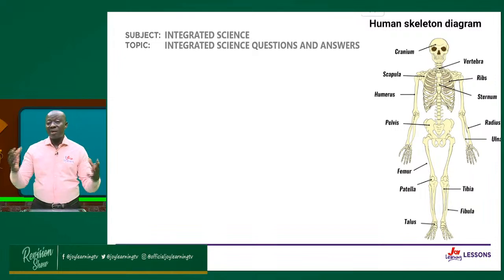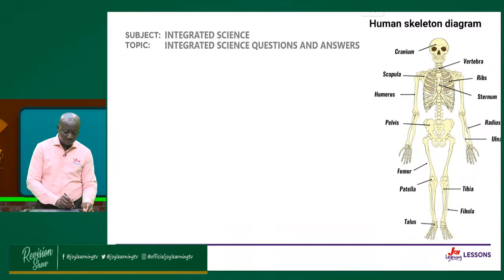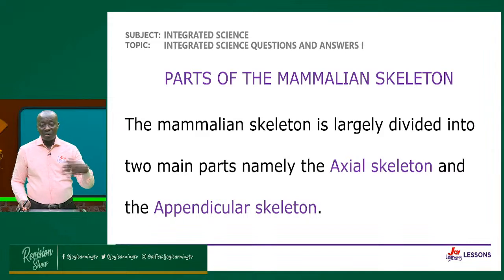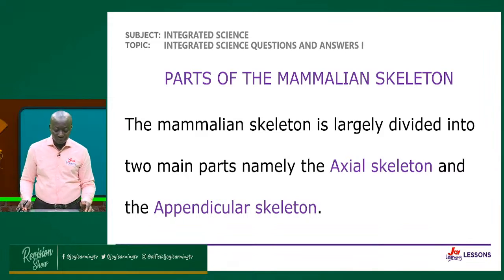So that basically sums up the parts of the mammalian skeleton. This is integrated science. You are not supposed to go extreme. You are just supposed to summarize the parts of the bone. With biology, you'll be taught the detailed structures as you move along. So let's look at the parts of the mammalian skeleton, and we'll be looking at the functions as we move further.